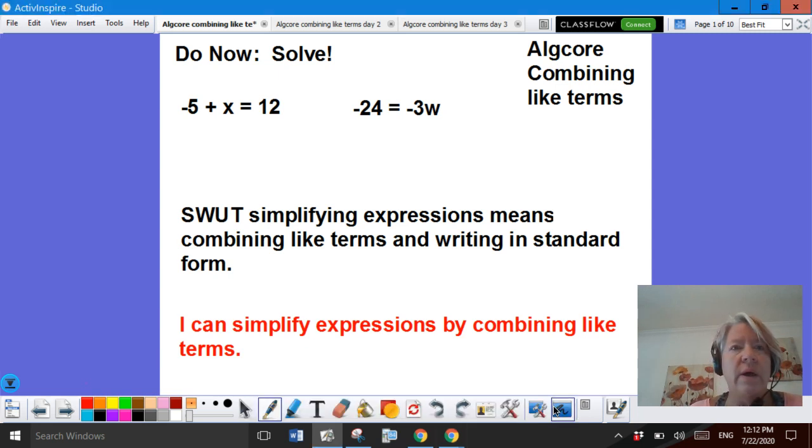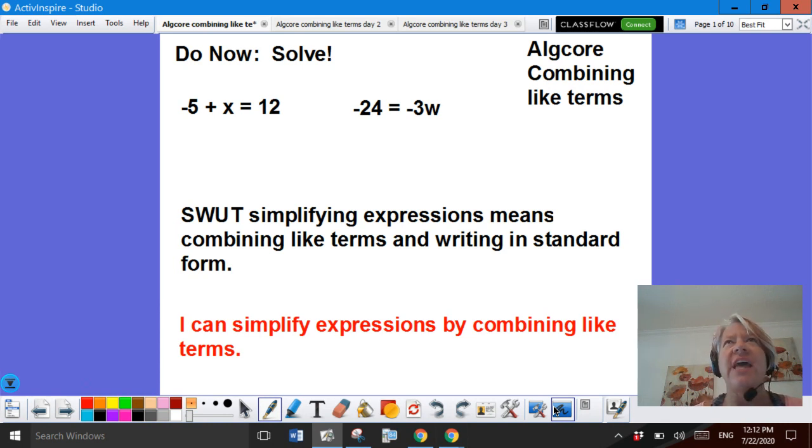All right, so we are moving on to our next main topic in our first unit. And today is going to be all about combining like terms. So to start this out, we're going to do just a little bit of equation solving, just to start to remember how we solve equations. And then we're going to move into combining like terms.